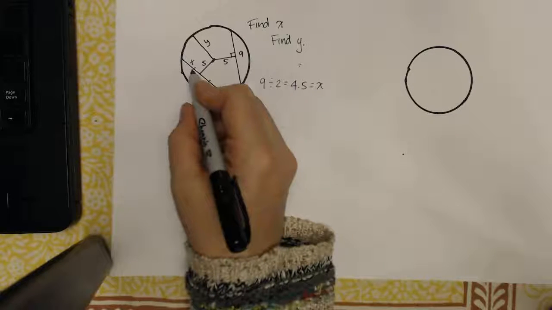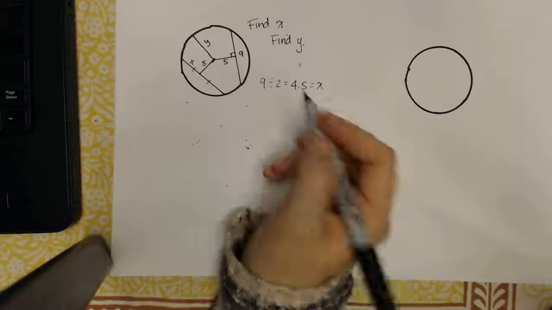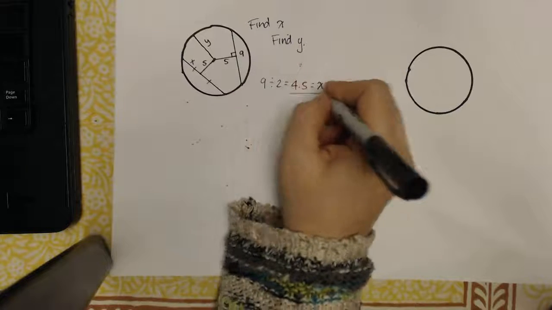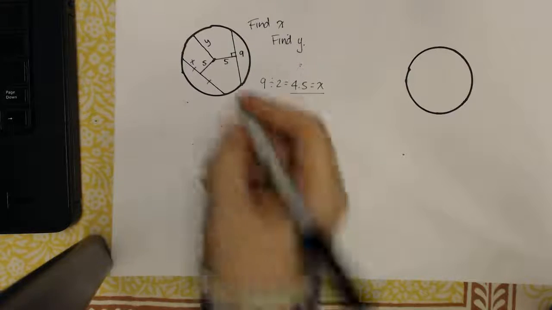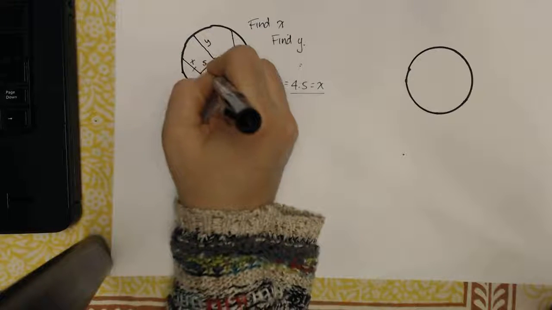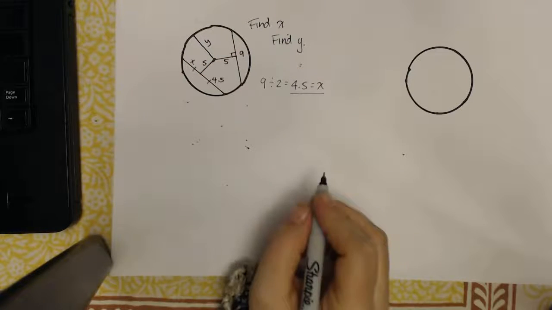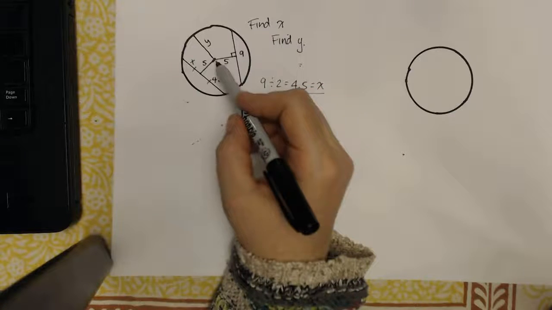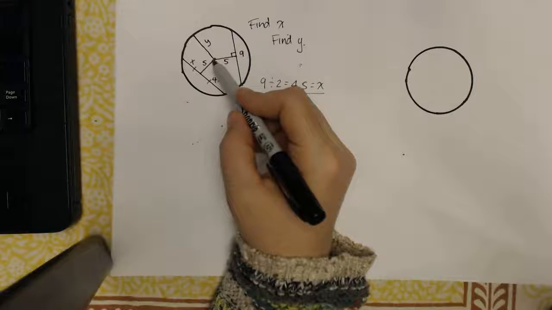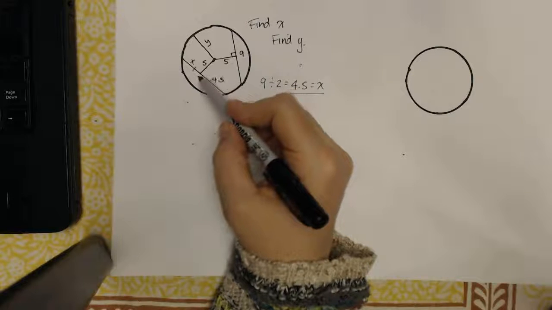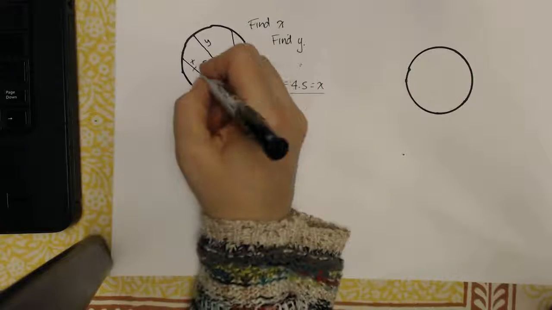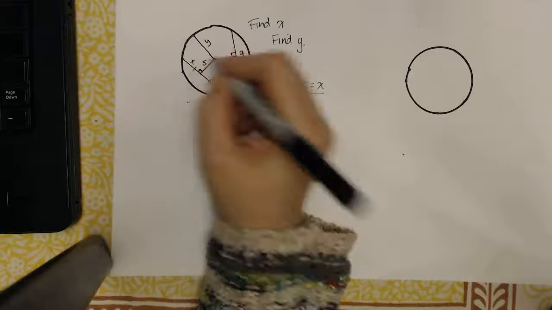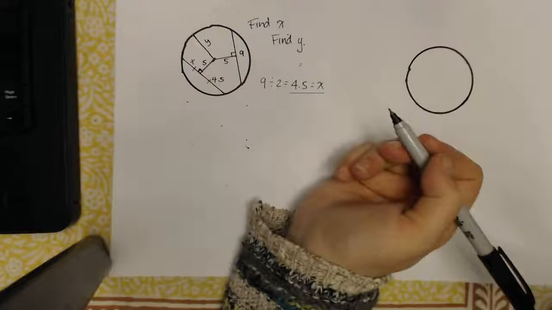So this should be 4.5 units now. So my x value should be 4.5. I'm going to go ahead and mark that in there. Now the next one asks us to go in and find y. Now we also know that when this radius here, or it's not really a full radius, intersects that chord, it forms a 90-degree angle, just like this one does over here.